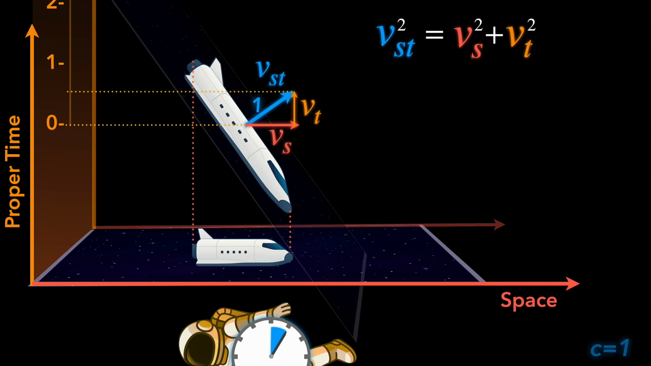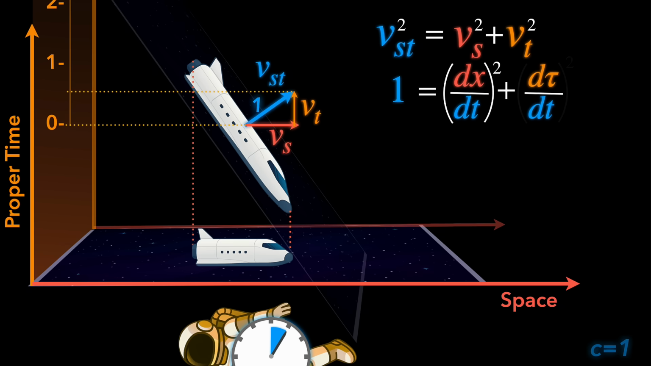So let's simplify. We know velocity through space-time is always 1. What is velocity through space? And I'm like, that's just dx over dt. How much it moves through space per unit coordinate time. Now, what is velocity through time? This is the important one, but it's very similar. It's how much it moves through its own time, proper time, per unit coordinate time. So d tau by dt.